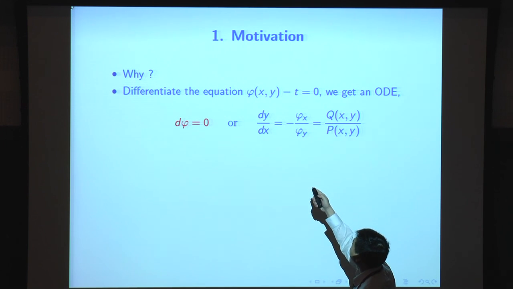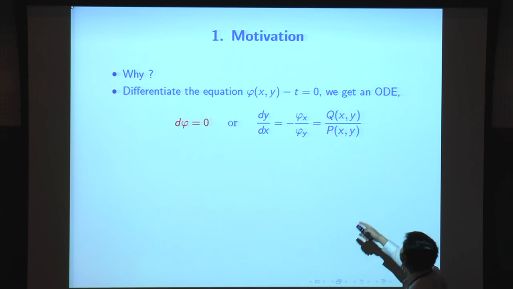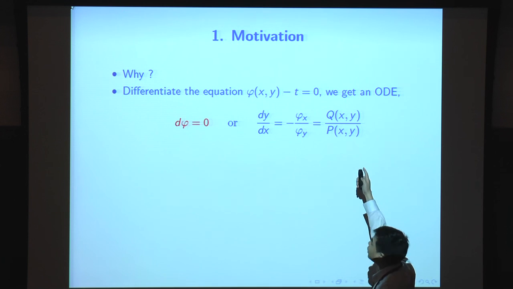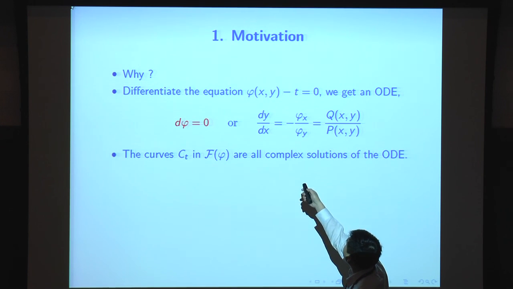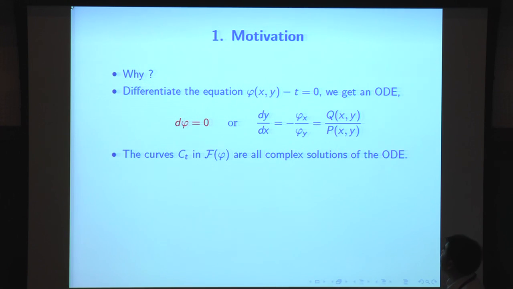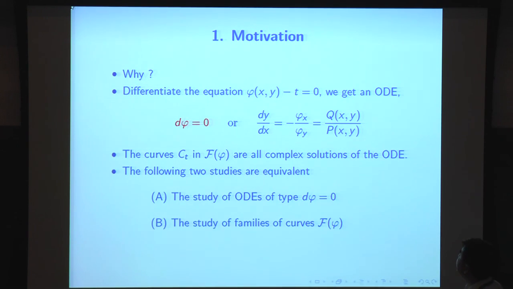From the equation, we differentiate the equation. t is the parameter. x, y are variables. So we get a differential equation of this type. Because phi is a rational polynomial, P and Q are polynomials. So the solution of this ODE is the family of curves defined by this one. So this is our C_t. And F_phi is the family of curves defined by these equations. So the complex solutions of this equation are just the curves in this family. Due to this equation, the following two studies are equivalent: the study of ODEs of this type, and the study of families of curves of this type, defined by this equation. This is why problem one is a special case of the second problem.